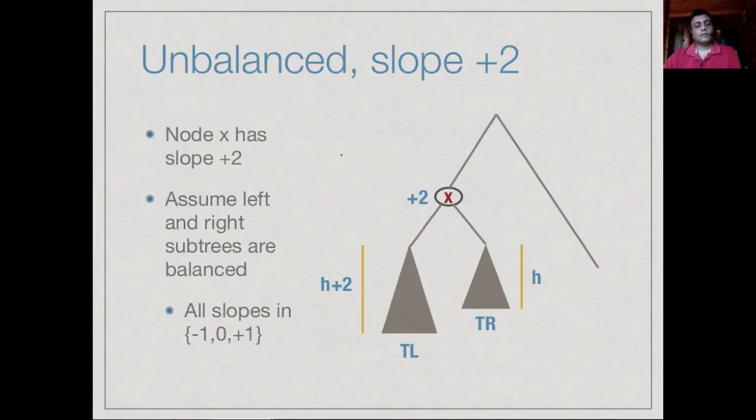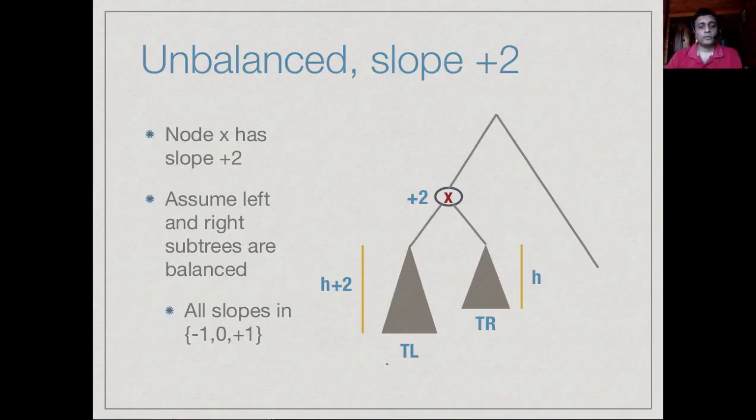So here is a typical situation that we would reach after a single operation which removes the balance. We might have a node which has slope plus 2 or minus 2. Let's look at plus 2; minus 2 will turn out to be symmetric. So we have a node which we call x, which has slope plus 2, and what it means is it has a left tree and a right tree such that the height of the left tree is 2 more than the height of the right tree. Remember, the slope is height of left minus height of right. So h plus 2 minus h will be 2.